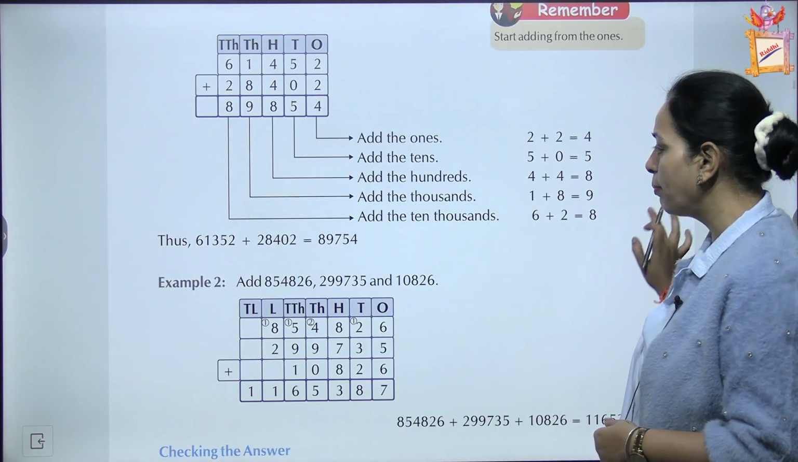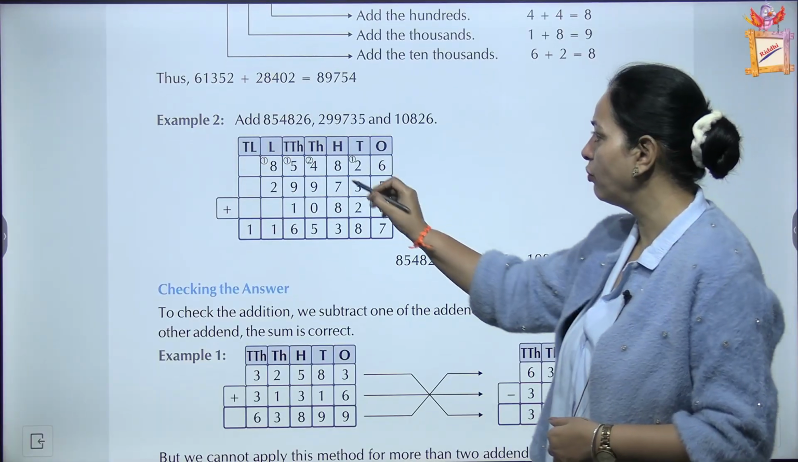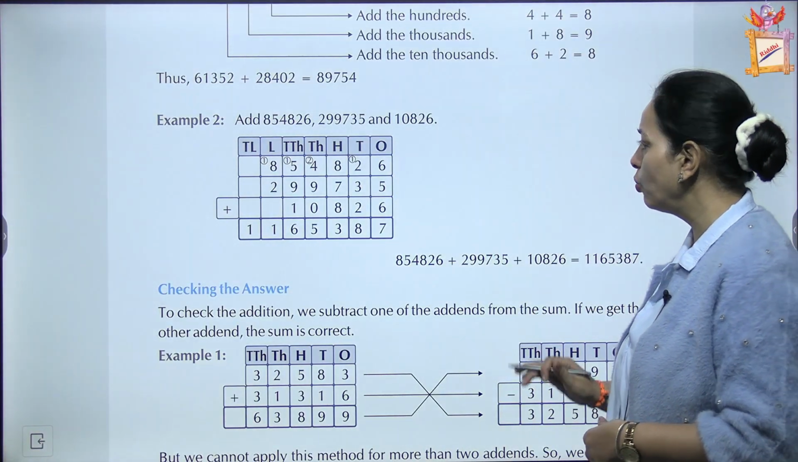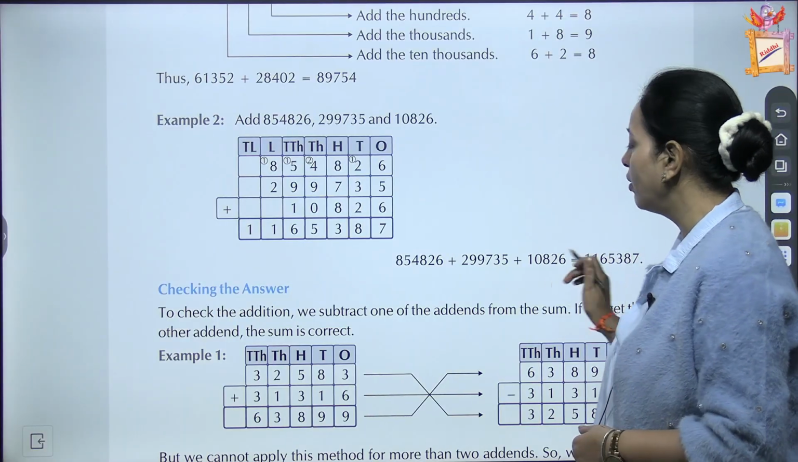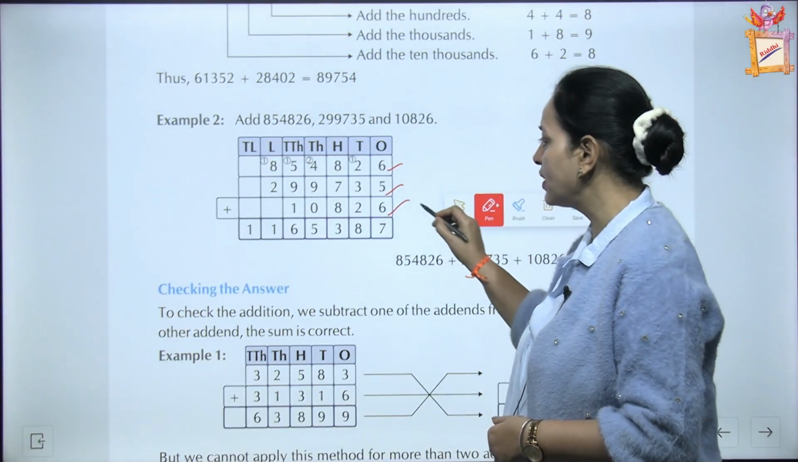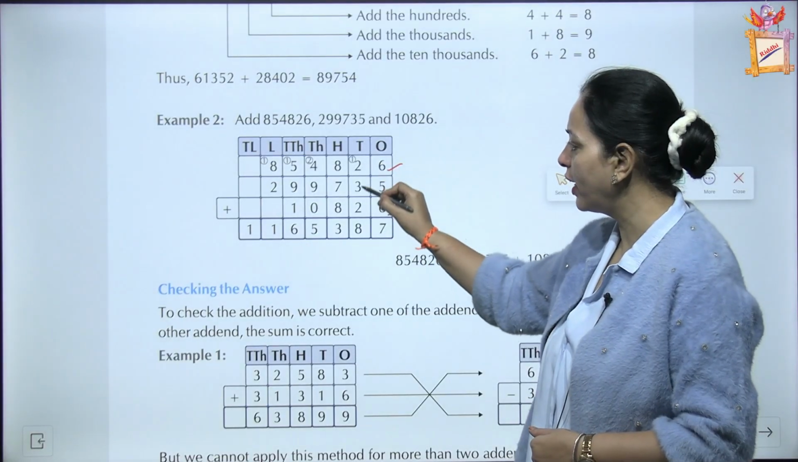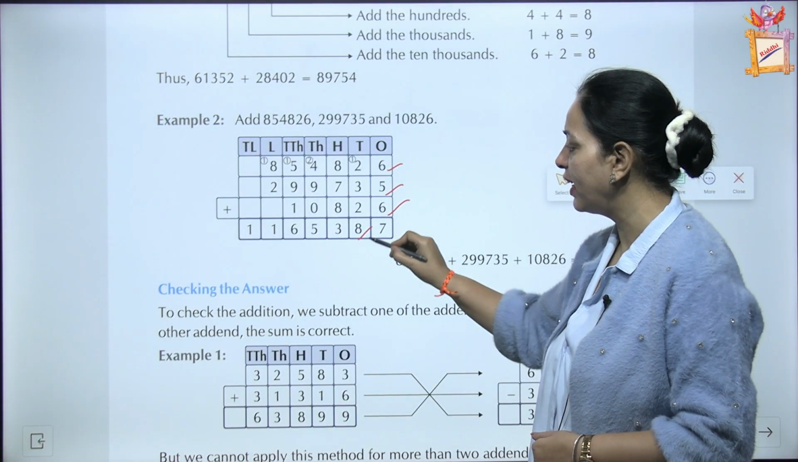Now the next example, see. Here we have 3 numbers. First arrange the numbers in columns. Now what to do? Add ones. So here 6 plus 5 plus 6, that is 17. So 7 here, 1 carry to the tens column. Add these digits, 8.